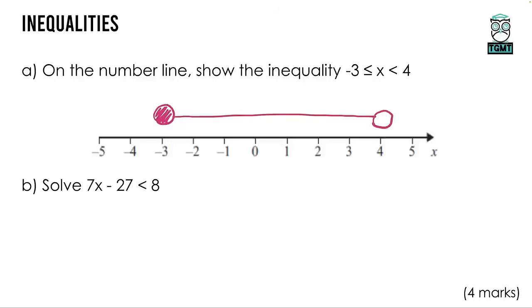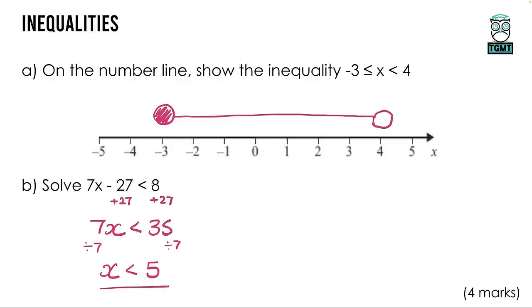For part B, we have an inequality that we need to solve. So in this circumstance, it's pretty much the exact same process as solving equations. We want to figure out what x is less than. So to do that, we want to first get rid of this 27, doing the inverse by adding 27. When we do that, we get 7x is less than 8 plus 27 is 35. Now this is what I would call a relatively nice one, because when we now divide by 7, we do get a whole number, x is less than 5.